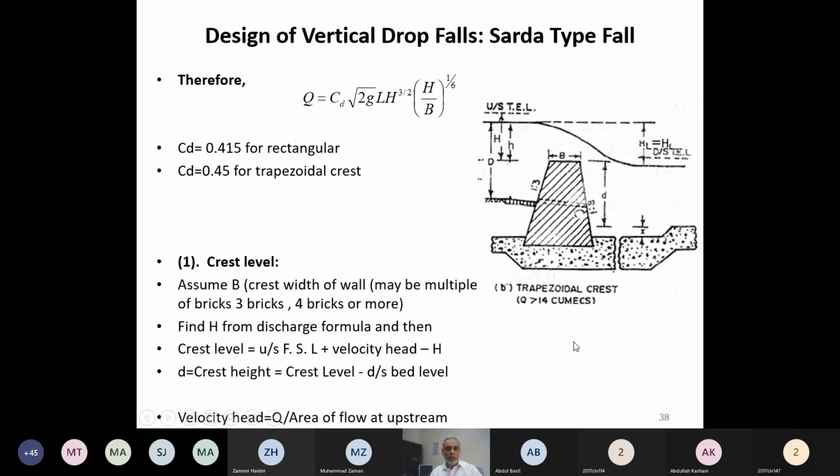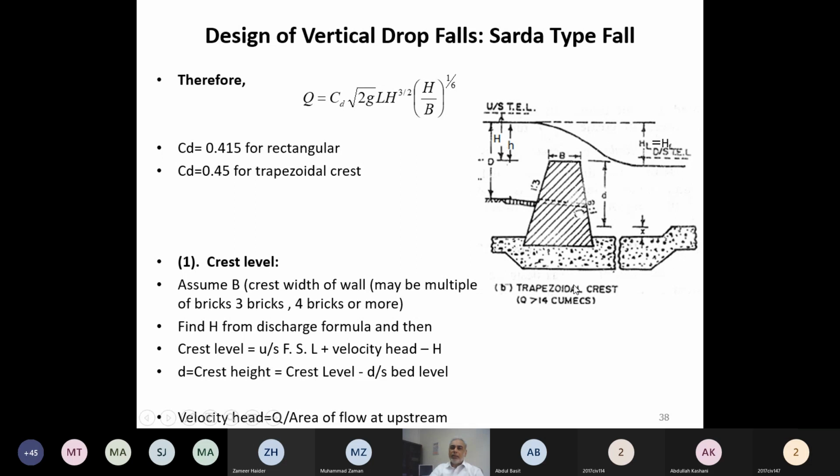So any question up till this? This is one part, deciding the crest so that the discharge can pass. What we are doing is passing the discharge and calculating how much H is required. Based upon that H, the crest is being decided. Based upon this H and this D, the top width is being decided.